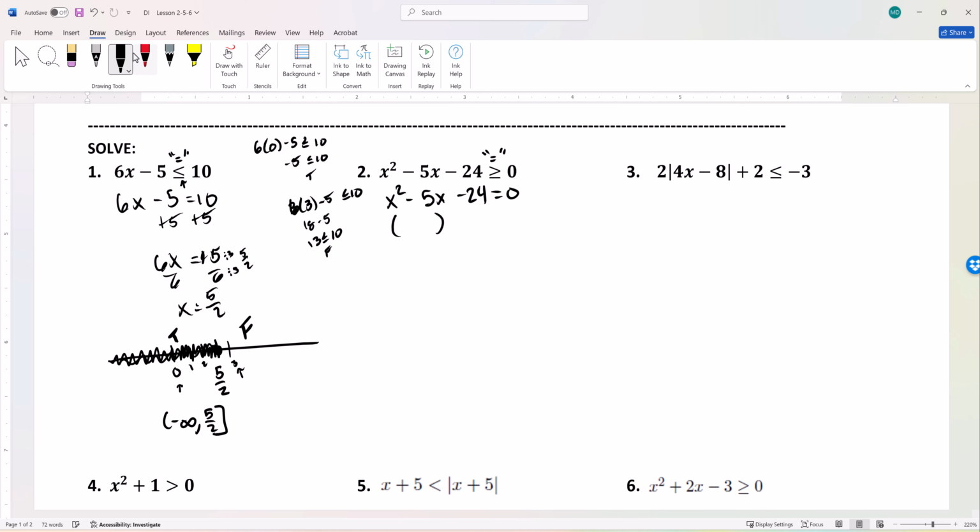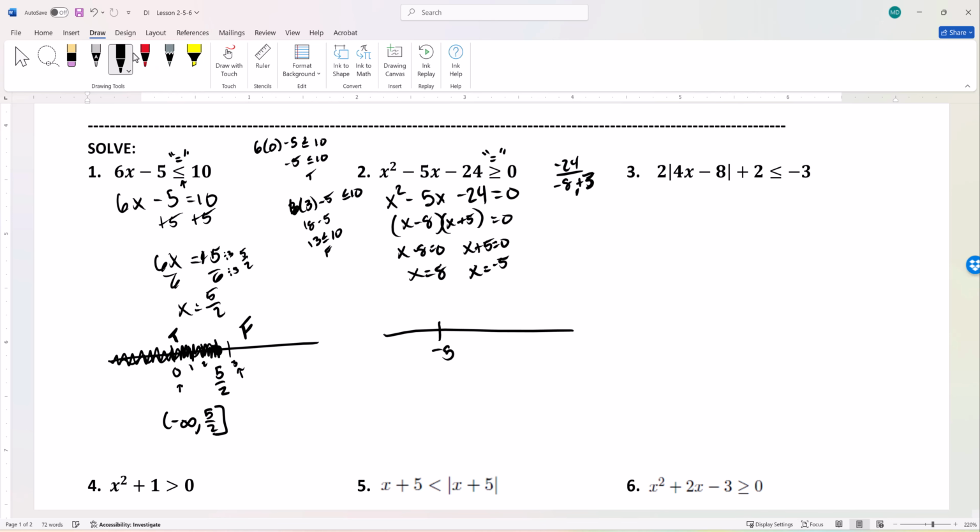I can factor that, a times c, negative 24, factors of negative 24 that add to negative 5. That's what, negative 8 and positive 3, right? Those are the two factors. Sorry, 3. I was looking at the 5 as I was saying that. And so this becomes x minus 8 and x plus 3, if you go through and factor it. So that means set each one equal to 0. You get x equals 8, and you get x equals negative 3. Those are my boundary points.